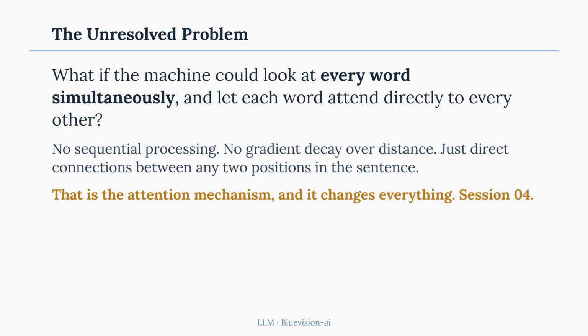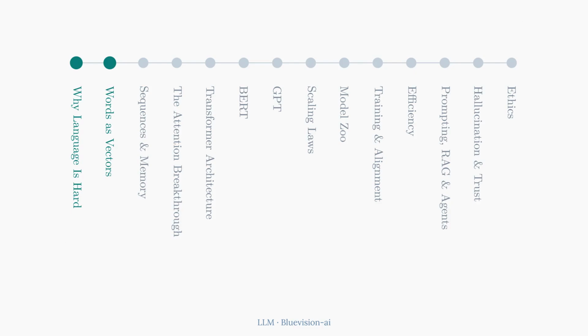Session 4. Let's place ourselves in the 14-session story. Sessions 1 and 2. Motivation and representation. We know why language is hard and how to represent words as vectors. Session 3. Sequences and memory. We know how to process word sequences, and we know exactly why RNNs fail. We've met LSTMs and understand what they fix and what they don't.